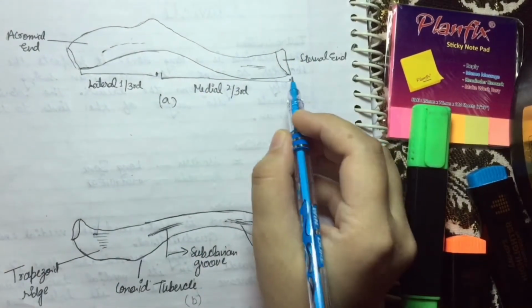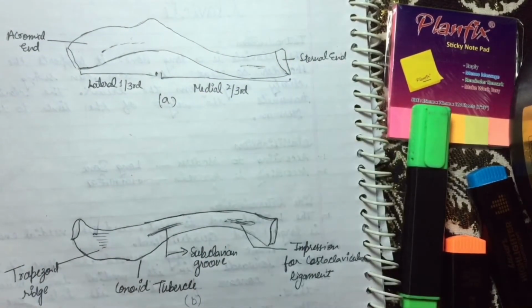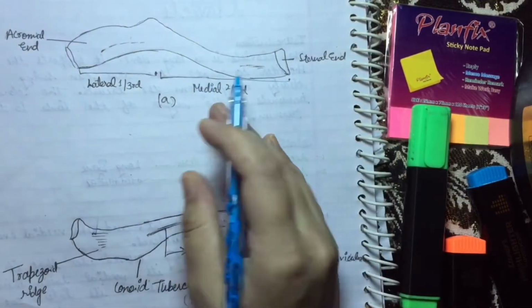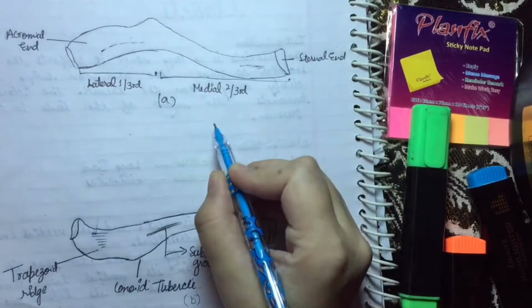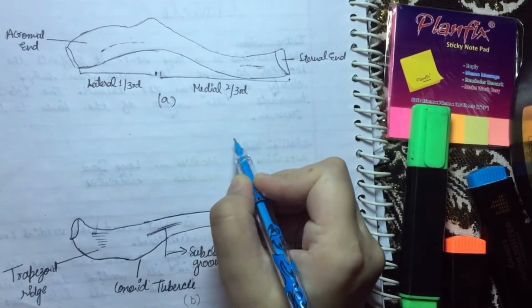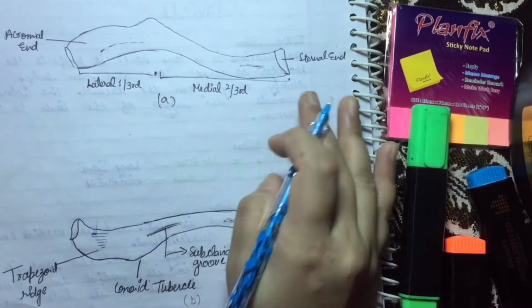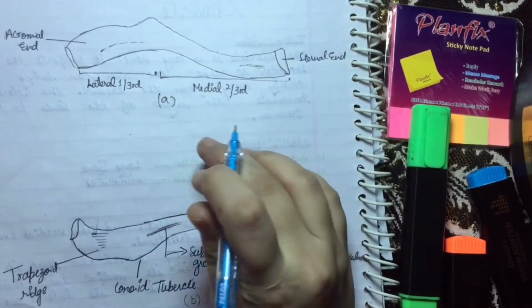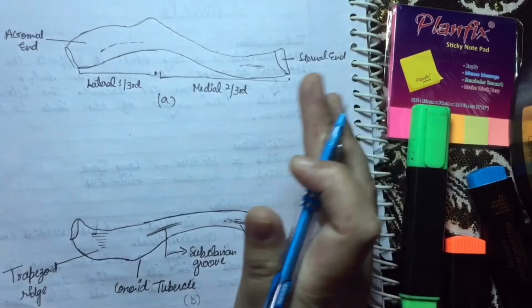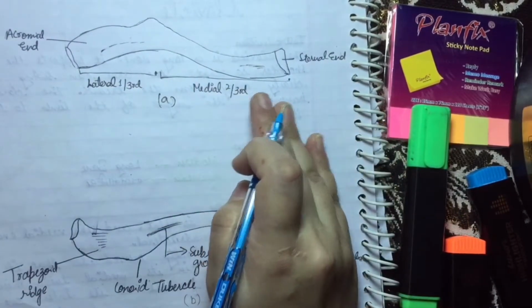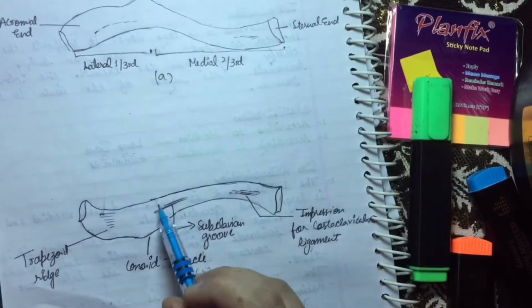It is rounded and it has four surfaces: anterior surface, posterior surface, superior surface and inferior surface. The anterior surface is convex forward and the posterior surface is concave and smooth, and the superior surface is rough in its middle part but smooth in its lateral part. The inferior surface has a rough impression at the medial end. The lateral half of the surface has a longitudinal subclavian groove.